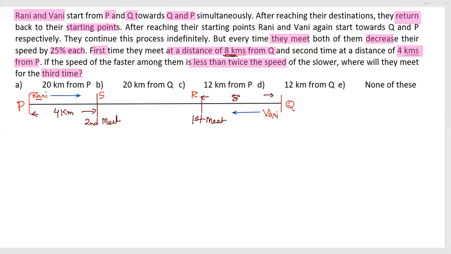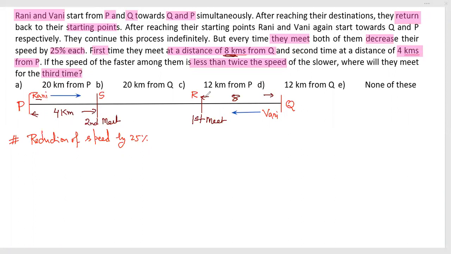First of all, the mode of movement that we got is to and fro. The next important point is a reduction of speed by 25%. Every time they meet, like Rani has moved up to the point R and Vani from Q to R, let's say they meet, and then their speed decreases.